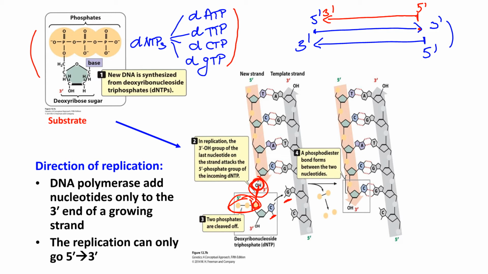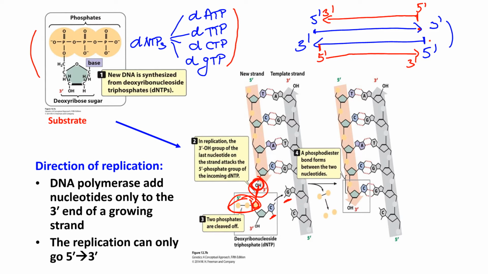So polymerase would start at the 3', which would be the 5' of the new strand, copy the template from 3' to 5', and synthesize new DNA from 5' to 3'. So the synthesis of a new strand of DNA always proceeds from 5' to 3'. However, it copies the template from 3' to 5', and that's because of the anti-parallel nature of DNA.